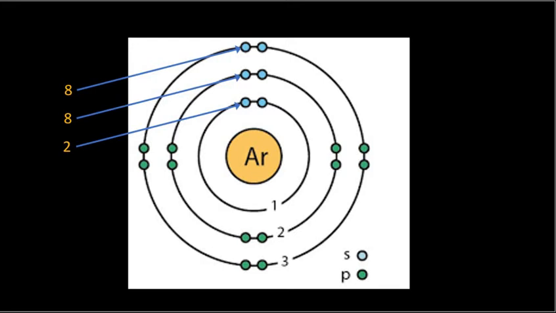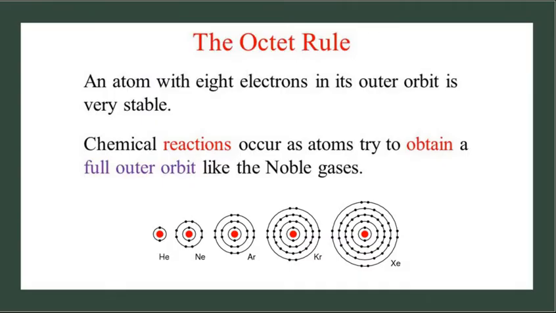Now, this directly leads to a thing we've talked about before, but I don't think we've named, and that is the octet rule, which simply states that an atom with 8 electrons in its outer orbit is stable. And basically that just means when the outer valence level is filled. So in the case of helium, it would only include 2 electrons, not a total of 8.